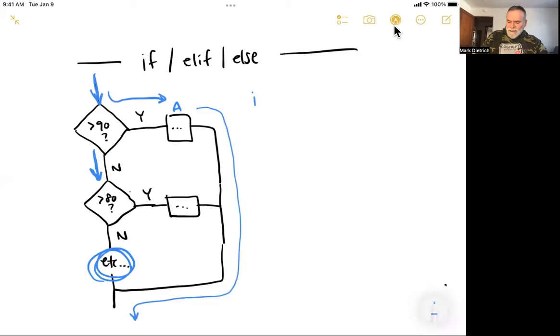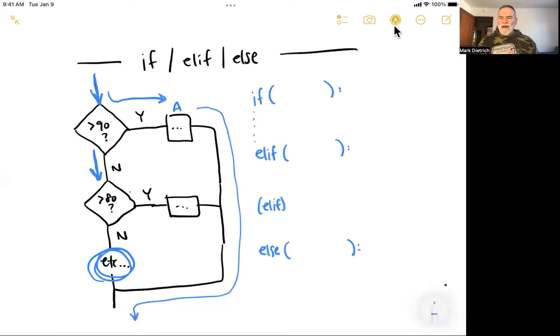Now to code this, we're going to put all of these on the same indentation tab here. I'll put this second elif in parentheses because that means we can do another one, and we can do an unlimited number of these. And then finally, we'll have the else. And then we put our typical relational expression in there with the colon following them. And like before, the relational expressions have to evaluate to either true or false.